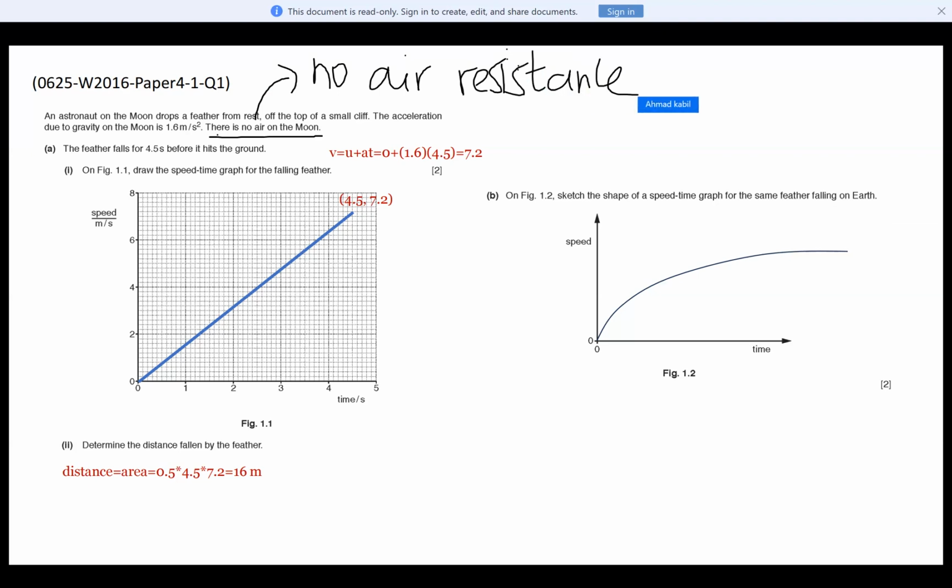However, on Earth, even though sometimes we just assume that the acceleration due to gravity is equal to 10, for example, this is not very accurate because in reality, there is air resistance on Earth because there is an atmosphere. So since there is air resistance, the acceleration is not constant. The acceleration is actually decreasing because while an object is falling due to the weight, it is faced by air resistance, a resistive force due to air. So therefore, the acceleration is going to decrease.